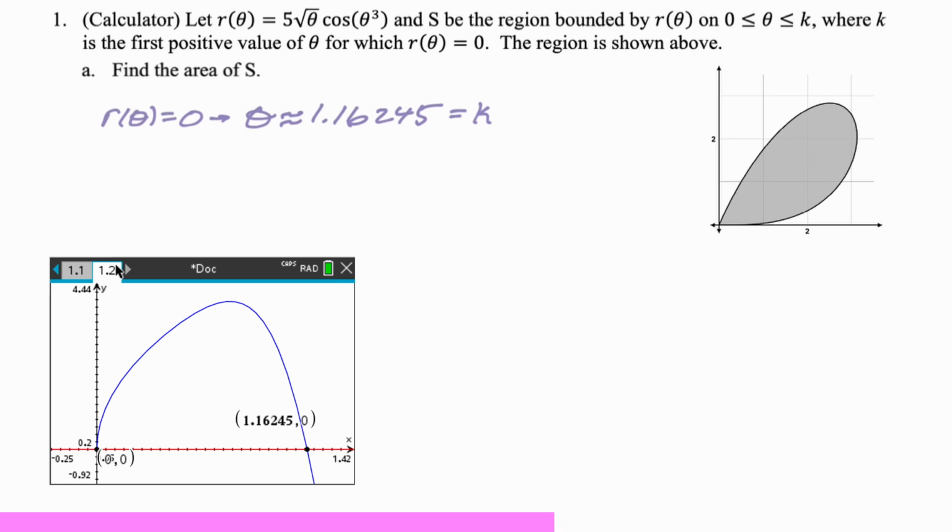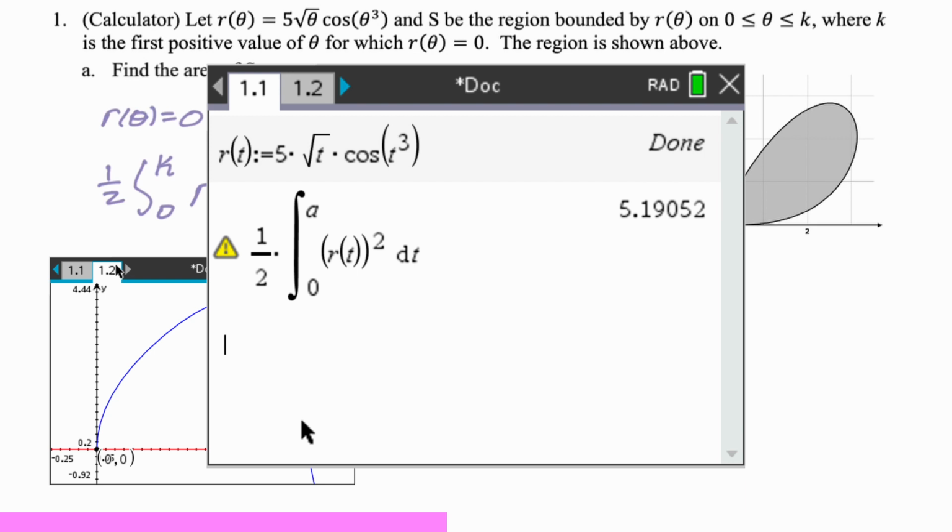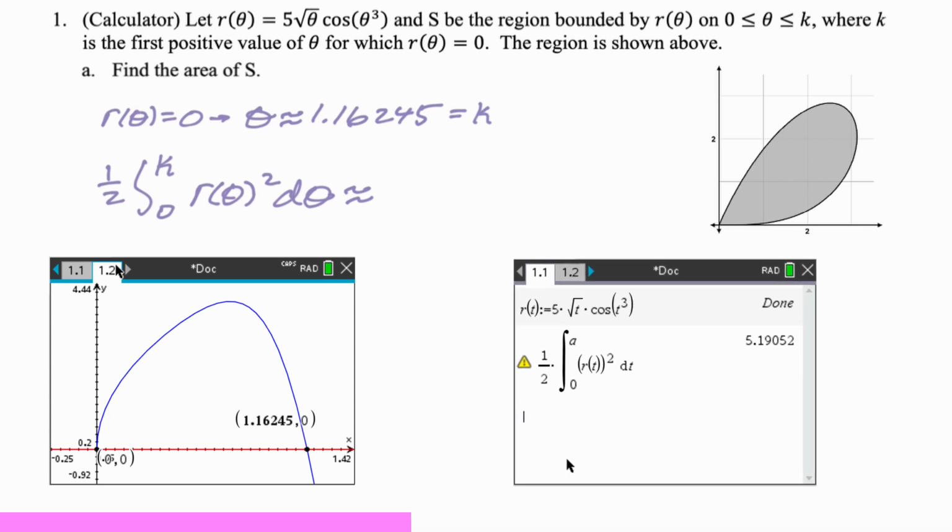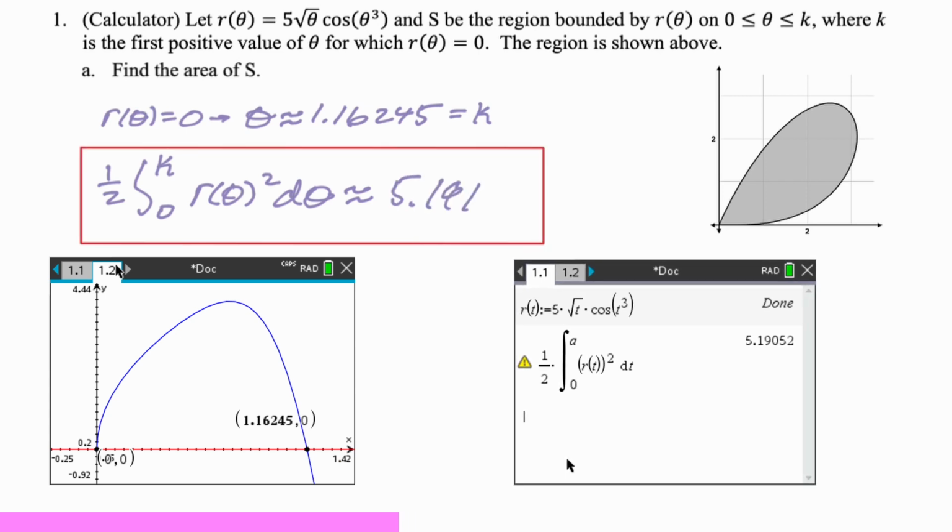So area is going to be 1/2 the integral from where you start to where you stop of r squared d theta. So that's really important. The 1/2 in particular, people forget. But polar area is not the same as rectangular area. You're not just doing rectangles, you're using quote-unquote polar rectangles. Anyway, here's a screenshot of that, and I got approximately 5.191. So let's jot that down. That's our answer. Let's take a look at the next part.